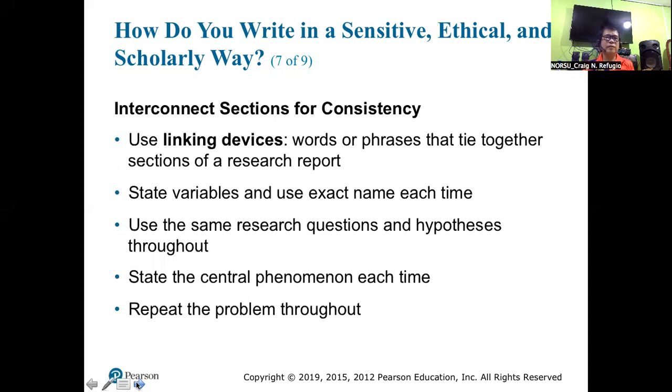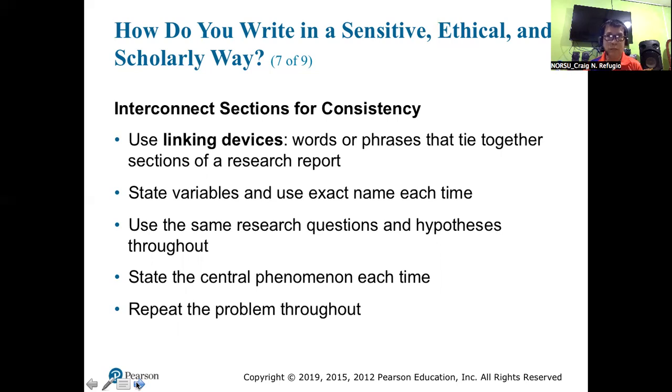Interconnect sections for consistency. Use linking devices, words or phrases that tie together sections of a research report. State variables and use the exact name each time. Use the same research questions and hypotheses all throughout. I mentioned that one. Use exactly the same term. If you use performance, use performance at all times. If you use achievement, then use achievement at all times. Do not make changes to those different terms to avoid redundancy.